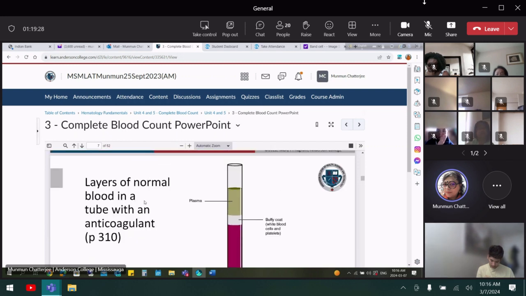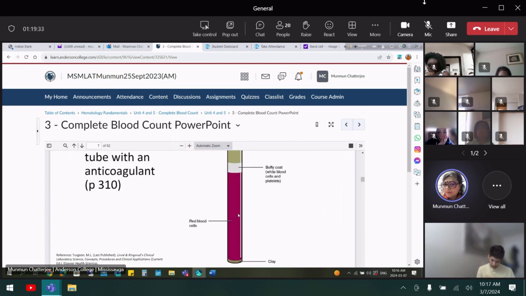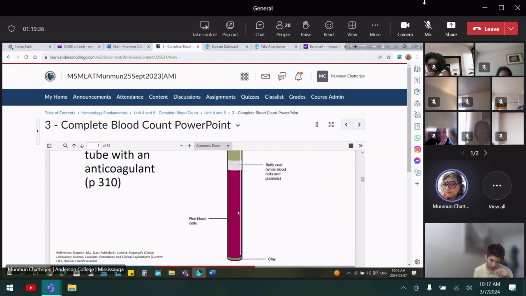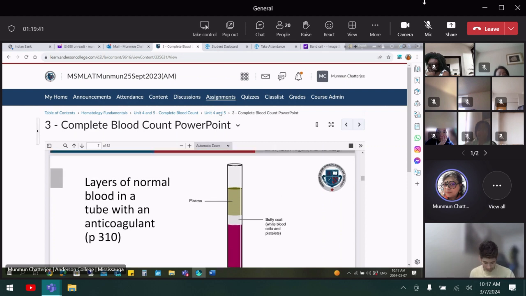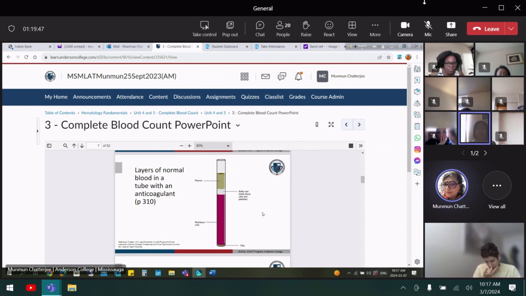You guys know the layers of normal blood in a tube with an anticoagulant. We have the plasma, we have the buffy coat, and we have the red blood cells. Again, what in their drawing is wrong? Why? Tell me. Pink RBC, which is supposedly red, and gray plasma, which is supposedly yellow. No, not the color. Tell me the other things. The ratio from plasma to red blood cells. Yes, exactly, the ratio. They did just the opposite. Red blood cells, plasma.